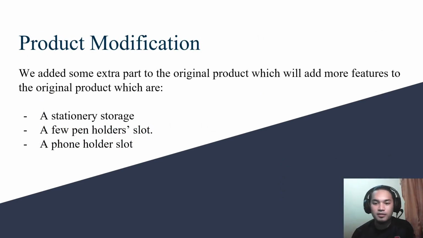Hi, I'm Faris. Now I'm going to continue to present about the product modifications. We added 3 extra functions to the original product. It was originally a normal table lamp which has one specific function, which is to provide light to the users whenever users are working at the table. The idea of our modification is that the table lamp will have more functions other than giving light to the users. So we added a stationery storage, a few pen holder slots, and a phone holder slot to the table lamp.